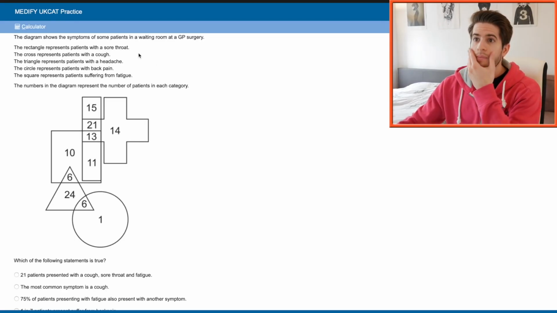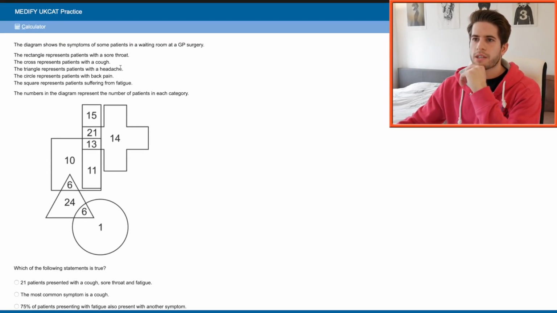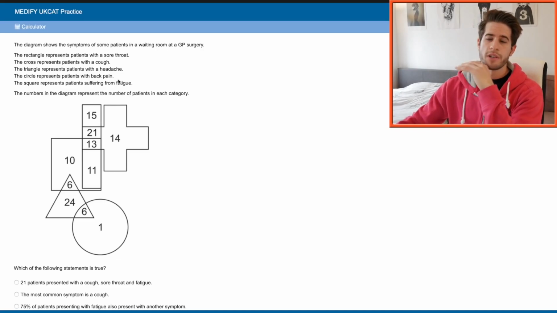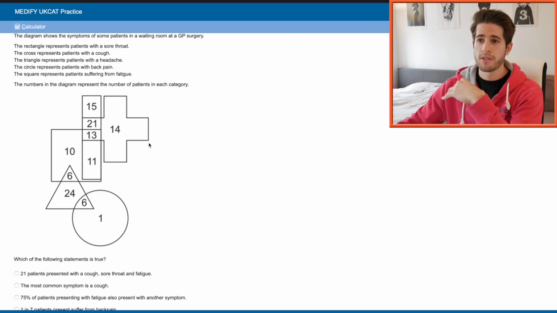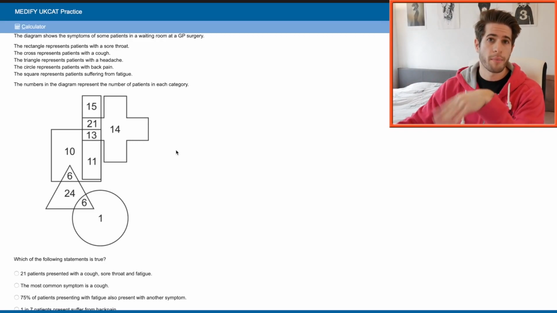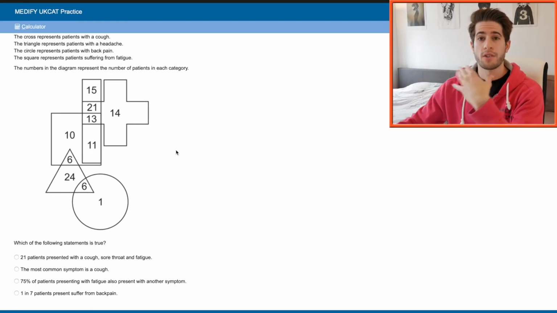The diagram shows the symptoms of some patients in a waiting room at a GP. The rectangle represents patients with a sore throat. Okay. The cross represents X, Y, and Z. So look, there's a lot of information here. And if I'm going to read through this paragraph and say the cross represents this, the triangle represents that, it's going to take a lot of time. So I'm going to jump straight to the answers, read them one by one, and try and knock them out or choose the correct one. And I think that would be a faster and more efficient way to tackle a question like this that has a lot of information and is complicated.